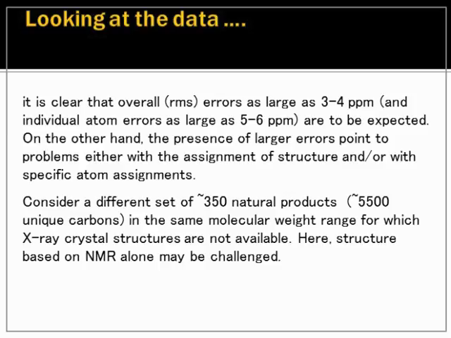Now, the important thing in this is that this is a calibration. This says, what can I expect? Let me now look at a second set. The second set is different from the first. It's a different set of molecules. They're about the same size, and there are about 350 of them, of which there are about 5,500 unique carbons. So that was chosen to have the number of carbons about the same. But these are molecules where there is no crystal structure, and you might want to challenge the experimental assignment. It's not as clear, okay? It's always amazed me how good they are.